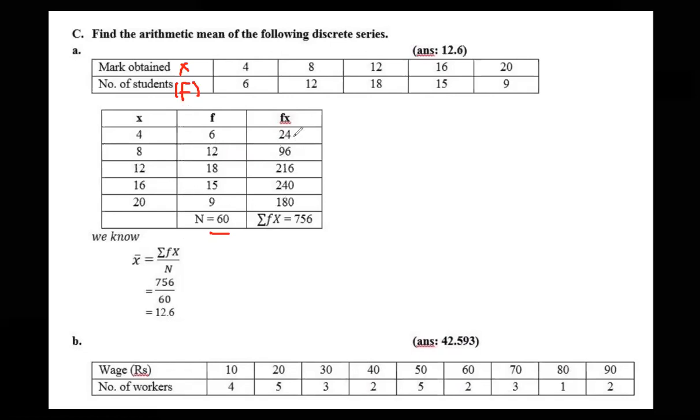Okay, so add all these numbers. Summation fx means the total of these numbers: 24 plus 96 plus 216 plus 240 plus 180. Use a calculator once, will you get this much or not? Add it. Okay, you will get this much.